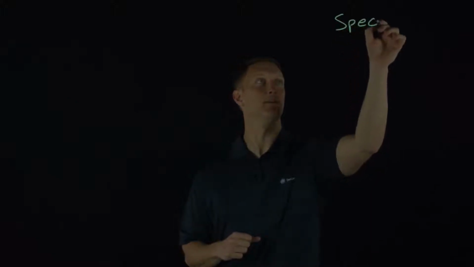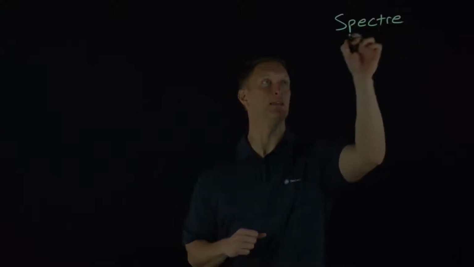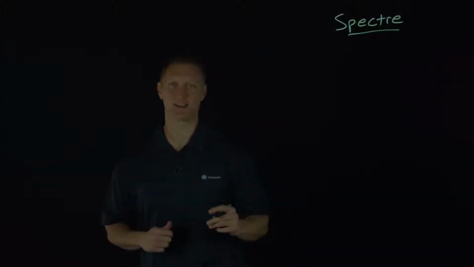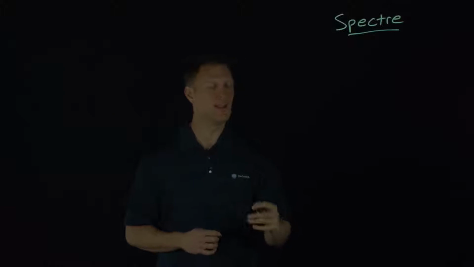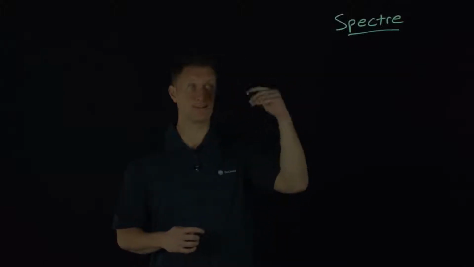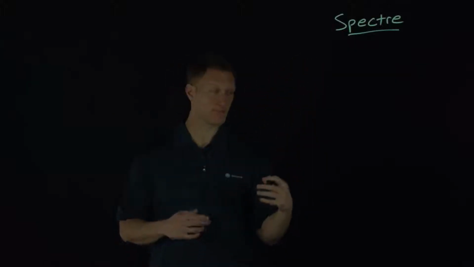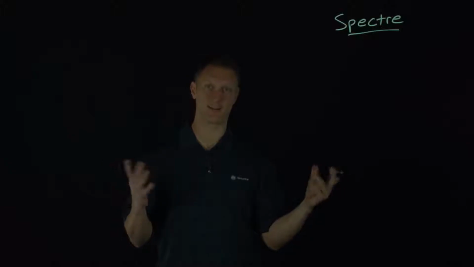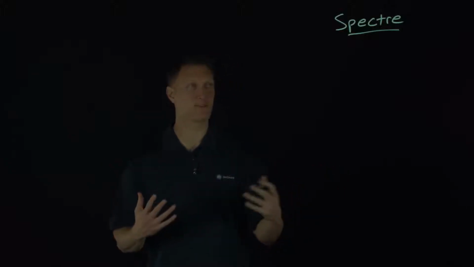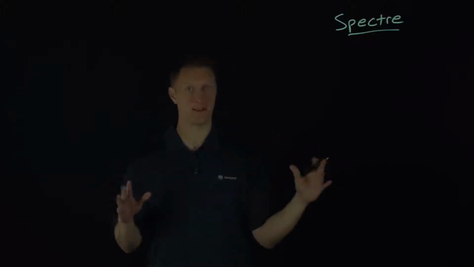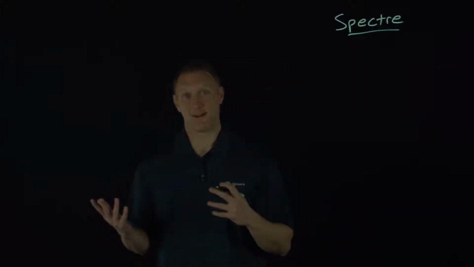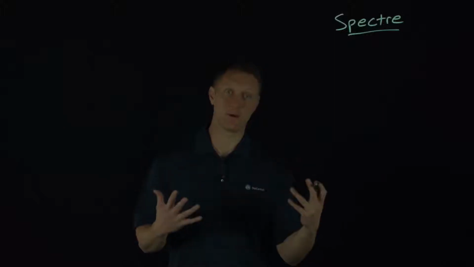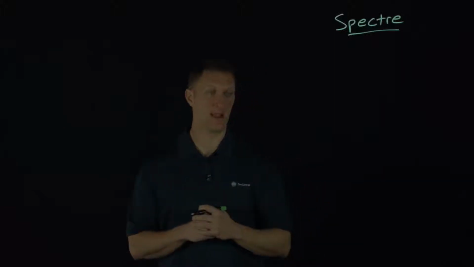So Spectre, I'm going to write it up here, S-P-E-C-T-R-E. I looked up the definition for Spectre. It's like a ghost or like this really scary thing that no one can control. And actually the reason that this thing is named Spectre is, frankly, there's not a lot of great mitigation actions to be able to handle this thing. So it's going to be around for a while. But nonetheless, we still need to understand what it's doing and how it works.